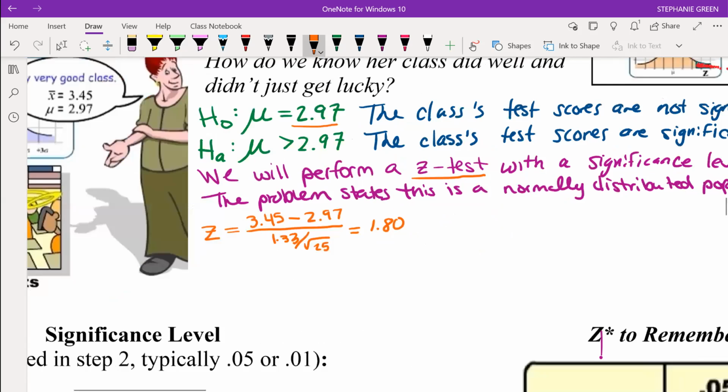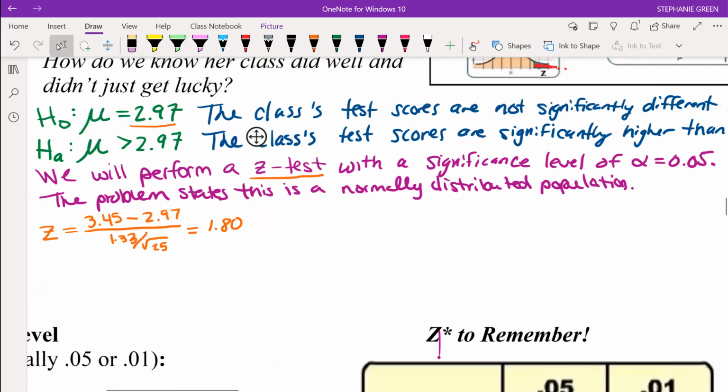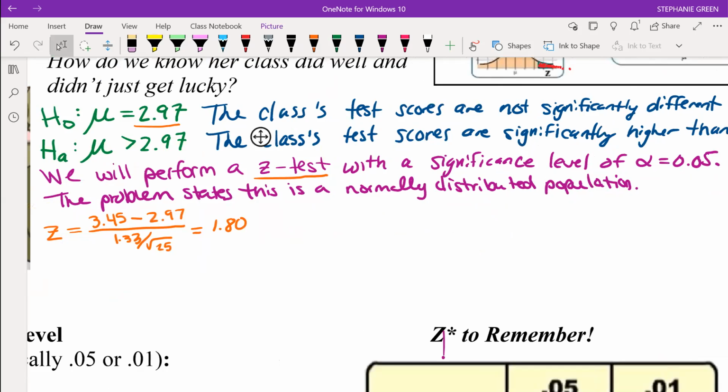Okay, so now that I've calculated, my test statistic was 3.45. I calculated the z-score for that. Now I can go ahead and calculate my p-value, where p-value means probability of. So we want to find the probability of this being true, the probability of mu being greater than 2.97 using what we just got. So we have this z-score now. So we want to find the probability of z being greater than 1.80.